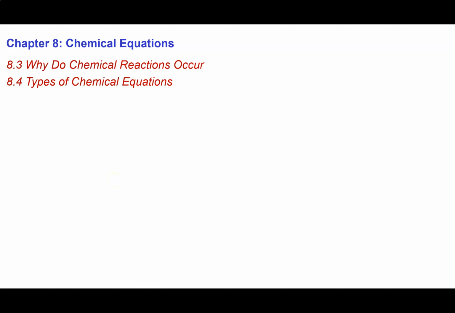Okay, so this video is actually going to cover the content of two sections. Section 8.3, which describes why chemical reactions occur, and section 8.4, which is concerned with types of chemical equations.